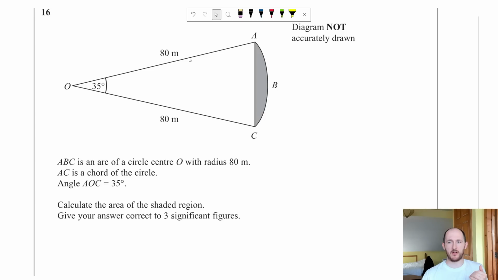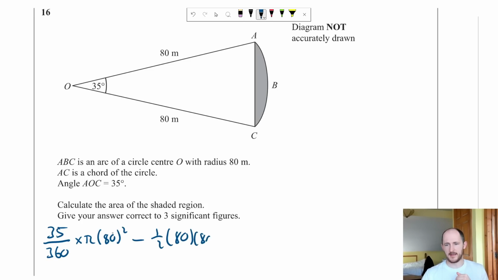So it's going to be the area of the sector, subtract the area of a triangle. So that's going to be 35/360 times pi 80 squared, subtract, and then we're going to have half AB sine C. So 80 sine 35. This actually brings you to a good point.